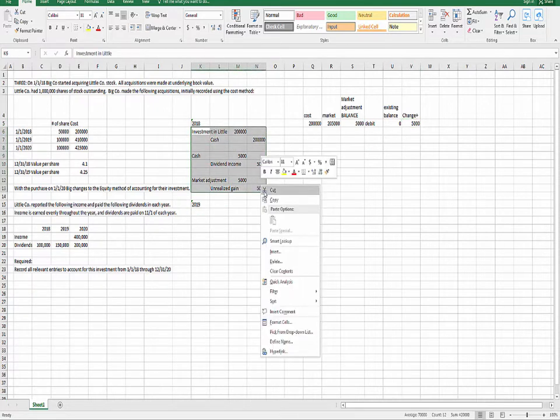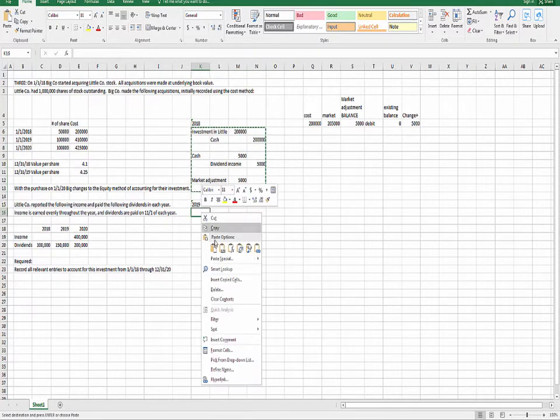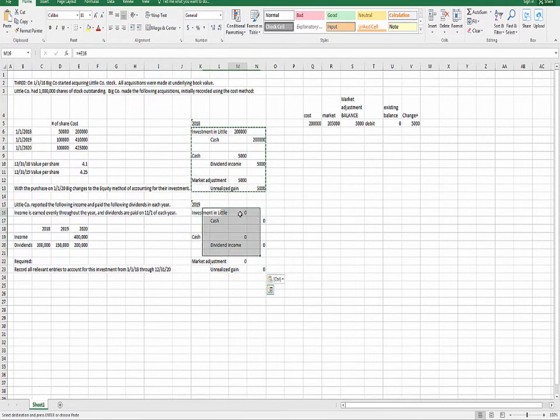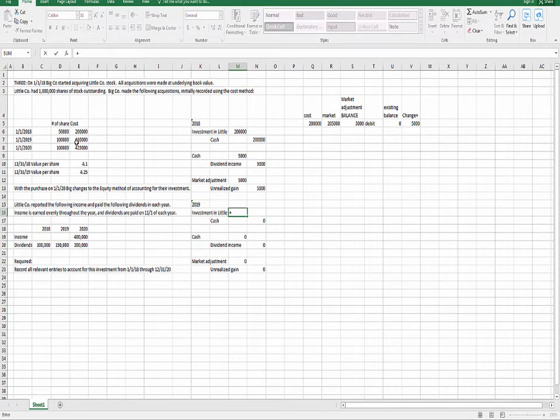Anyway, year 2, I'm just going to go ahead and copy those account titles. Second year's acquisition, we paid $410,000. Dividends for the second year, again, now we own 150,000 shares out of the 1 million, or 15%. So we're going to get 15% of the 2019 dividends.